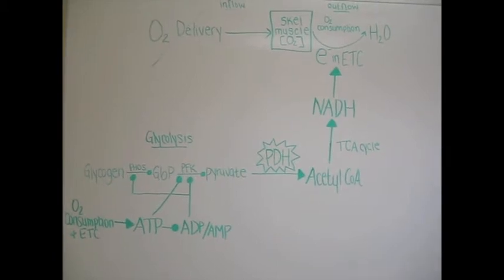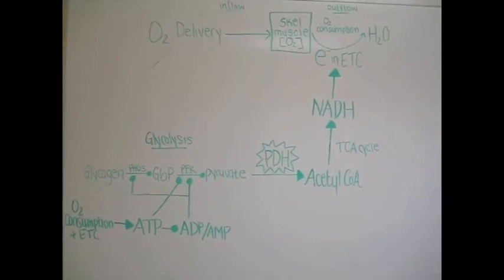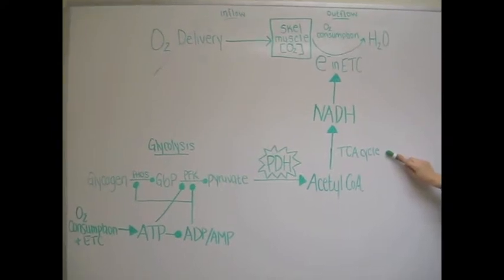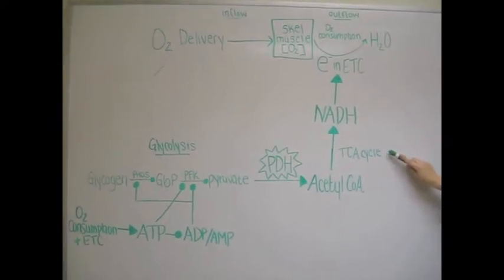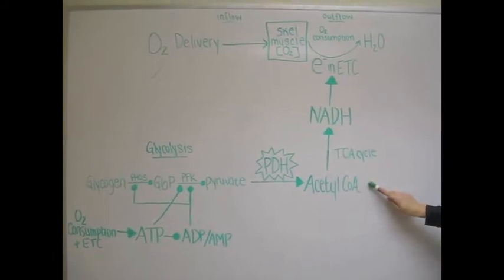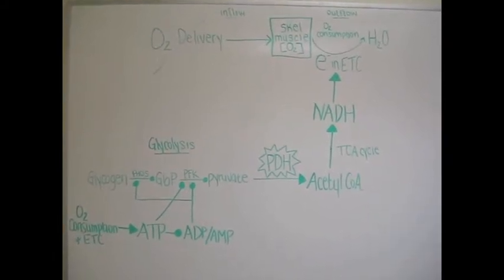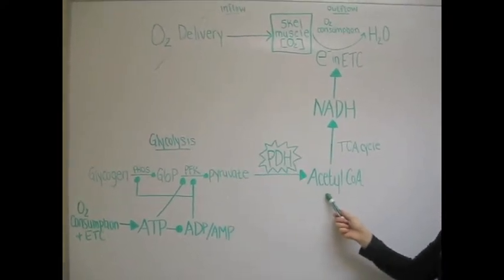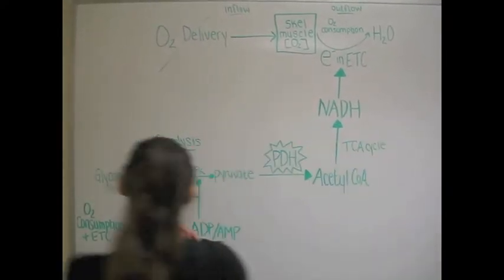An increase in the provision of NADH requires an increase in the activity of the citric acid cycle. In order for the TCA cycle to be producing more NADH, it must be provided with an increased amount of acetyl-CoA. PDH is responsible for converting pyruvate into acetyl-CoA, and pyruvate is a product of glycolysis.